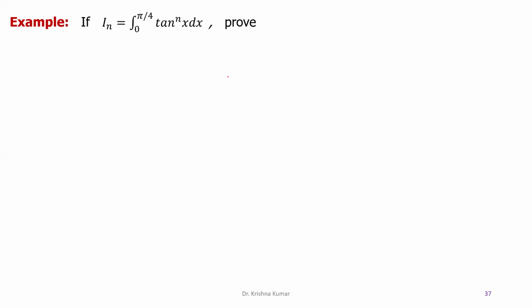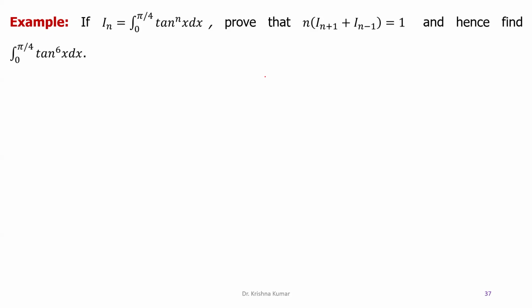The question is: if I_n is equal to the integration of tan to the power nx, under the limit 0 to pi by 4, with respect to x, prove that n times (I_(n+1) + I_(n-1)) is equal to 1, and hence find the integration of tan to the power 6x under the limit 0 to pi by 4 with respect to x.